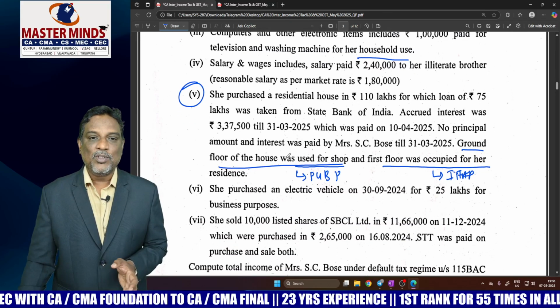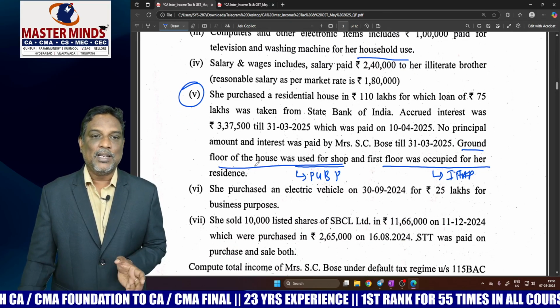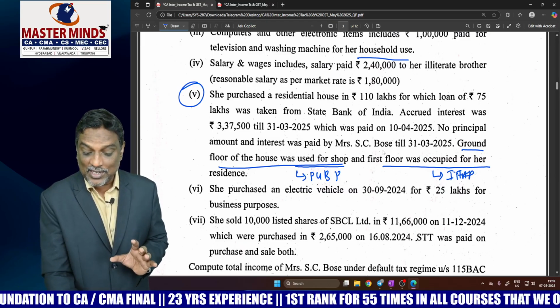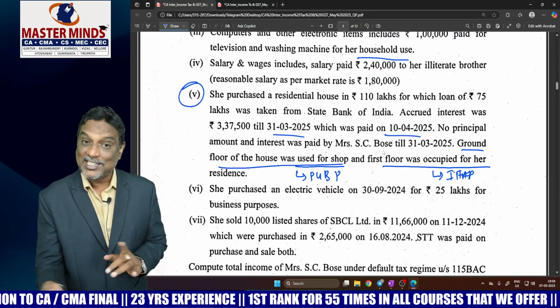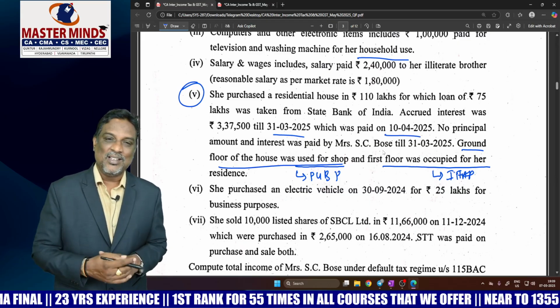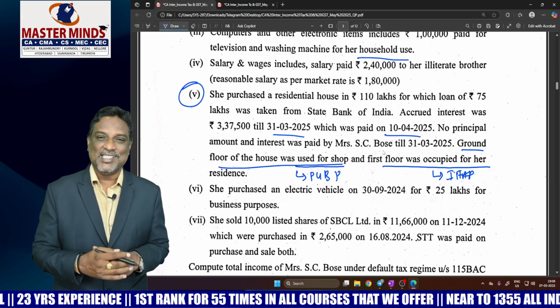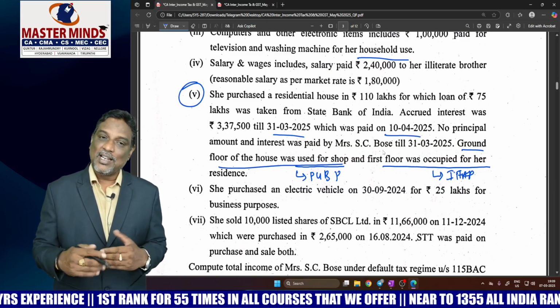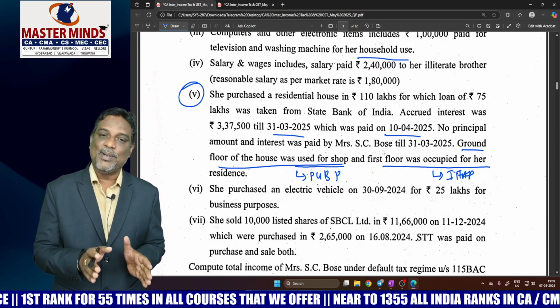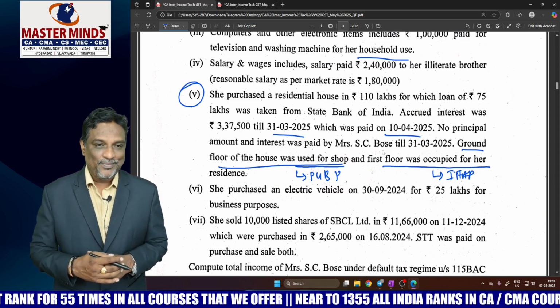No principal amount or interest was paid. The interest point is very important: interest for the current year was paid in the next year, on 10/4/2025. Of course, we follow the accrual basis in the house property head. Therefore, it is allowed as a deduction in the current previous year itself. Even if actual payment was not made, no issue.